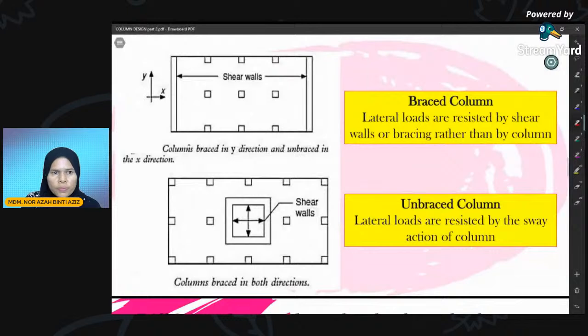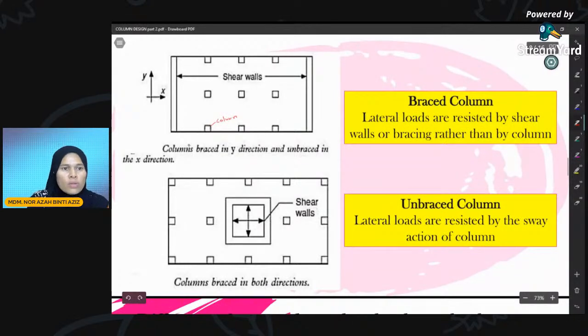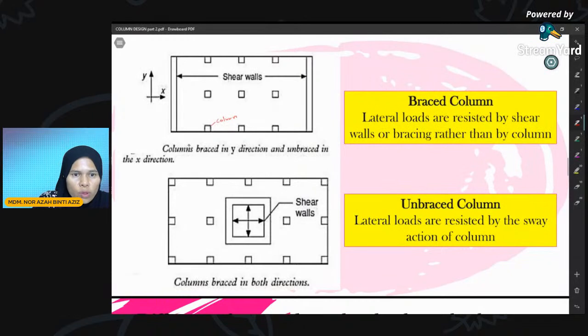What is a braced column? Here we have a plan view. We have a shear wall, a brick wall, here on the left and right. Then we have a column in this area, with y-axis and x-axis. Here the column is braced in y direction. What is meant by a braced column? A braced column occurs when lateral loads are resisted by shear wall or bracing rather than by the column.